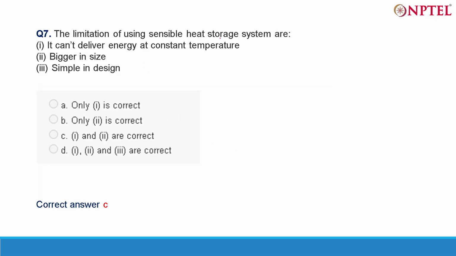The limitations of using a sensible heat storage system are. So the first point is it can't deliver energy at constant temperature. Okay. Bigger in size, simpler in design. This is the limitation, bigger in size. And simpler in design, it is not simple. And this is also a problem because it doesn't deliver energy at constant temperature. Temperature variation is how it stores the energy. So 1 and 2 are correct.